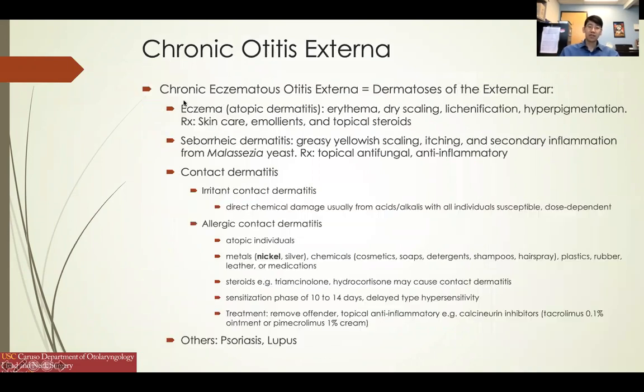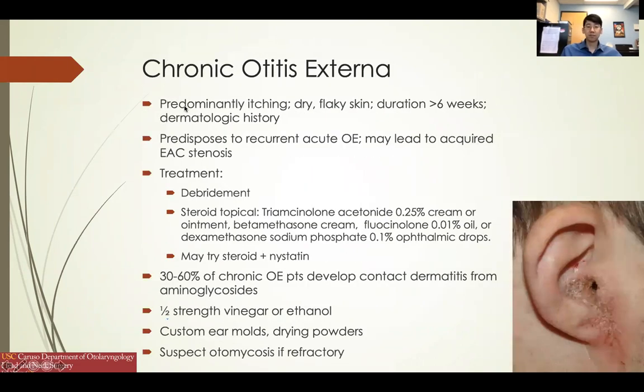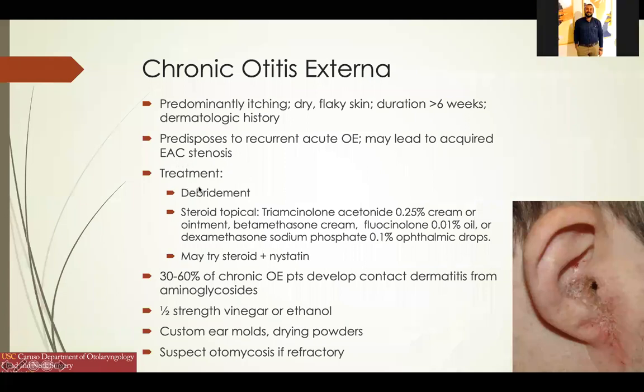So chronic otitis externa, another commonly seen disease of the external ear, is predominantly itching. On exam, they would have dry, flaky skin. Duration is usually more chronic, greater than 6 weeks, and they may have a history of dermatologic disease. This predisposes patients to recurrent acute otitis externa because they're always itching and scratching, causing trauma. And rarely this can lead to acquired ear canal stenosis, which we'll talk about.